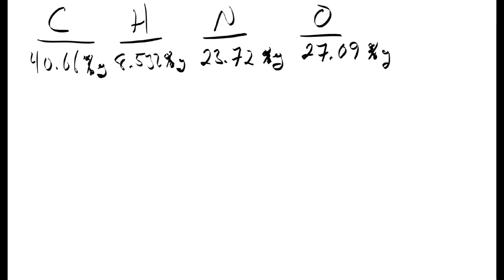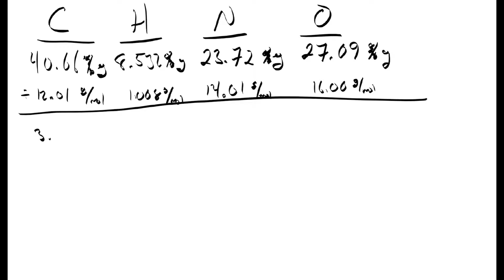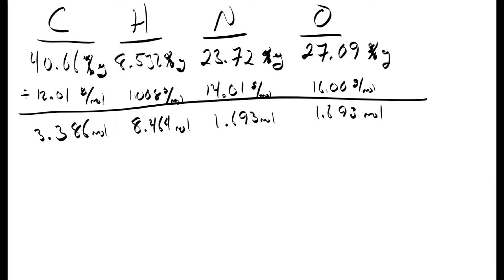Then we divide by the molar mass of each element. So divide by 12.01 grams per mole, 1.008 grams per mole, 14.01 grams per mole, and 16.00 grams per mole. And what that gives us is 3.386 moles, 8.464 moles, 1.693 moles, and 1.693 moles. A couple of things I want to point out here.